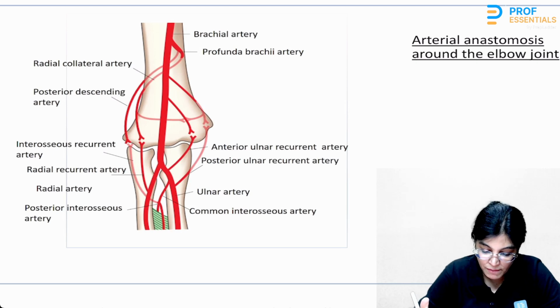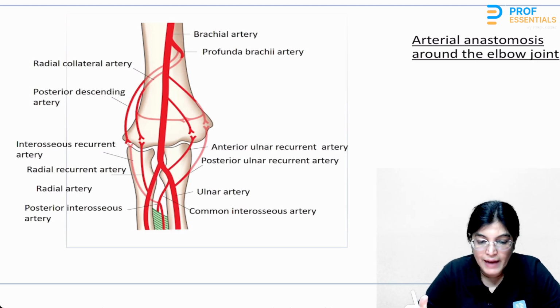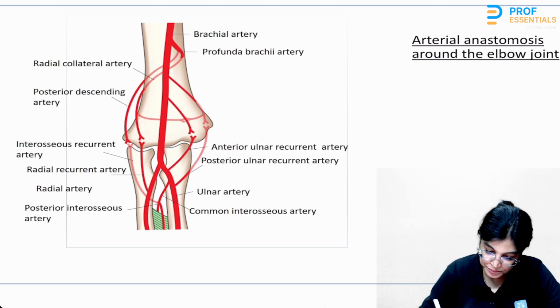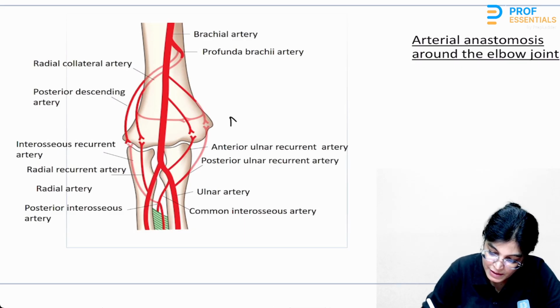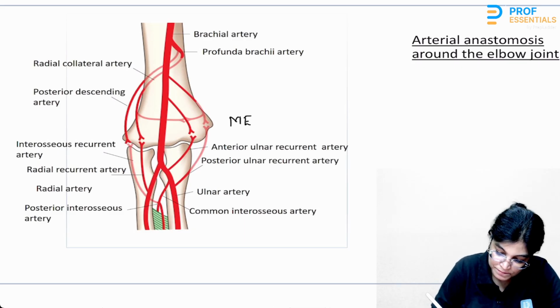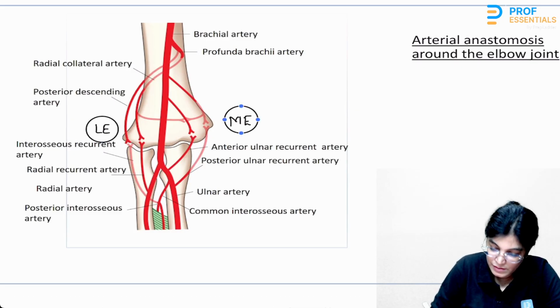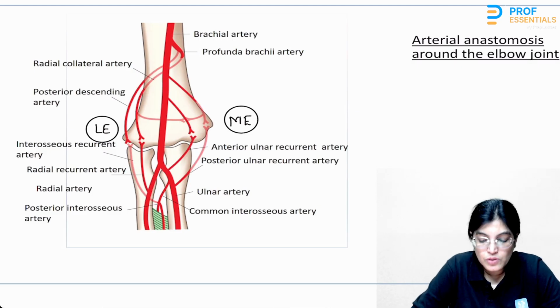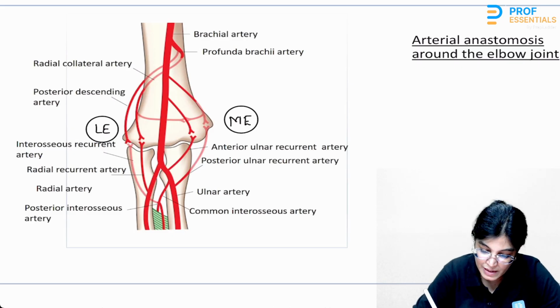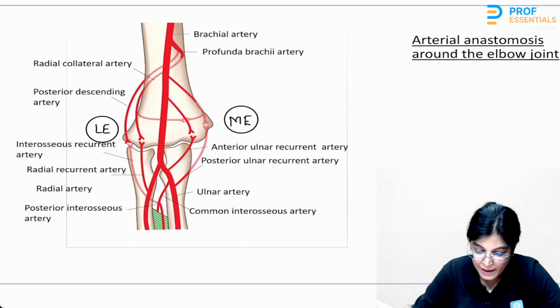So in front of the medial epicondyle, the anastomosis happens. So see here, this is the medial epicondyle level, and this is the lateral epicondyle. Okay, got it? So basically, when I'm talking about in front of the medial epicondyle, the arteries which are forming the anastomosis, you have to understand this.